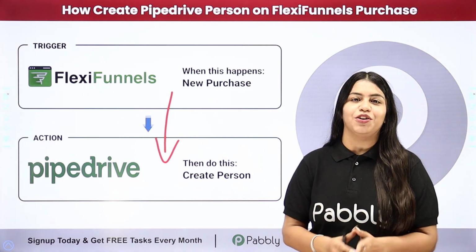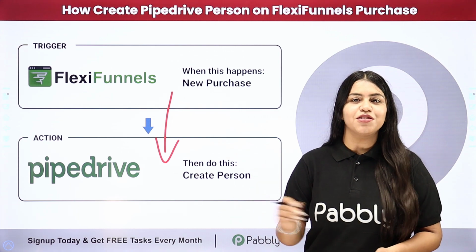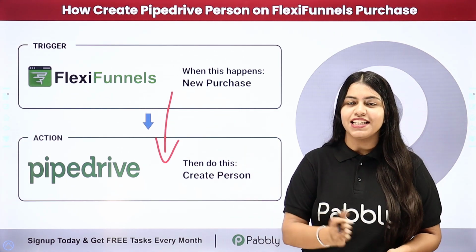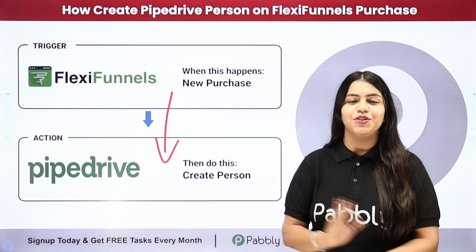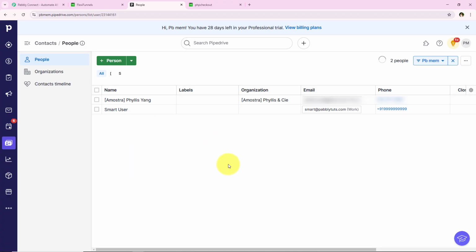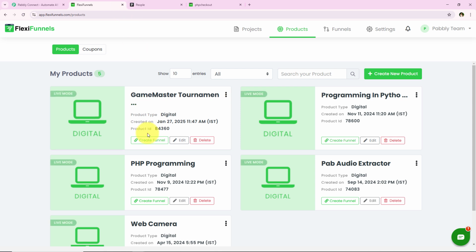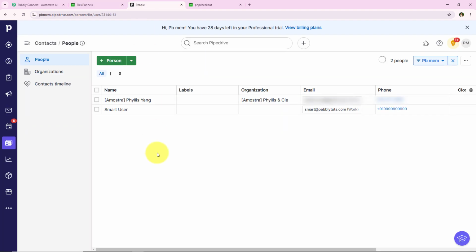It is an amazing automation software. So do you also want to create this automation for your business? Then for that you have to come with me towards my screen. Welcome to my screen. So in this video, I'll guide you through automating the process of adding a new person to Pipedrive whenever a new purchase is made on FlexiFunnels. This integration ensures that every customer is instantly recorded into your CRM, making follow-ups and sales tracking seamless.